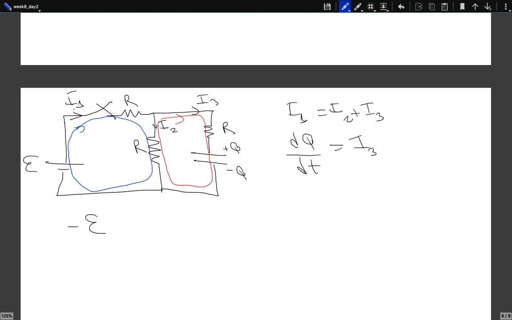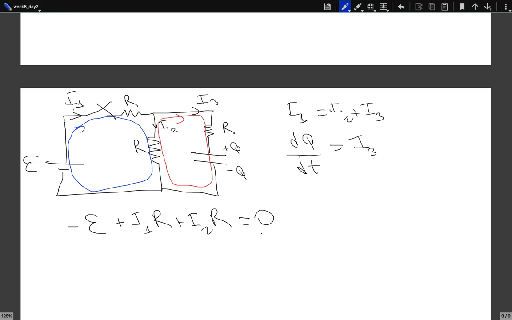What is the potential drop between this point and this point as I cross that resistor? I1 times R. Now from this point to this point, as I cross this resistor, what is the potential drop? I2 times R. Sorry, this is minus epsilon plus I1 times R plus I2 times R. And now I'm back. I don't cross any more potential differences, so this should be 0. This is one equation we have.